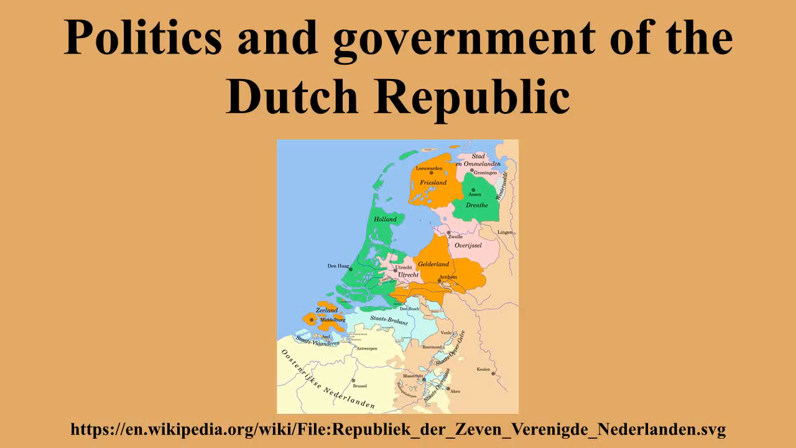20% of the new Republic's territory, known as the Generality Lands, was not assigned to any provincial council and had been conquered since 1581 from the Spanish. It was under the direct rule of the Generality, and not allowed to send representatives to the States General. As such, these territories had no vote in the States General.